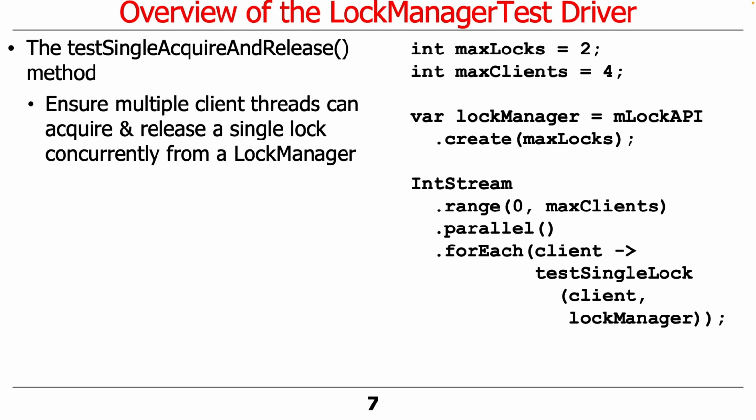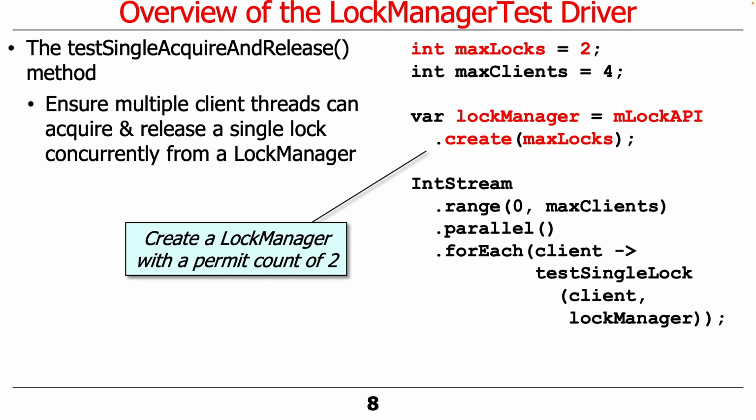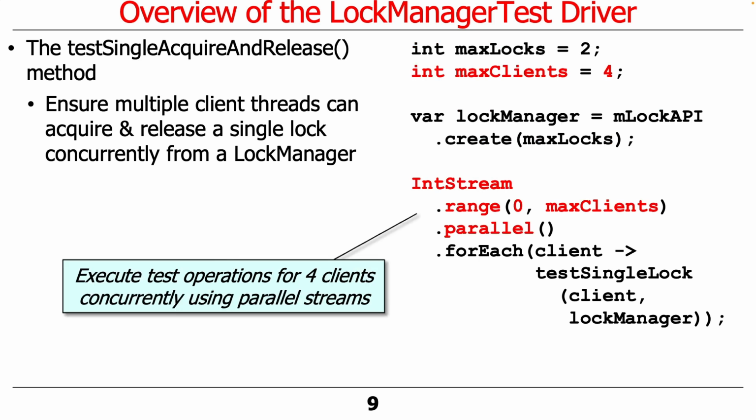So here's the test single acquire and release method, which is an annotated test method, so it runs automatically. What it does is it makes sure that multiple client threads can acquire and release a single lock concurrently from a LockManager. Here's what it looks like. We have the number of locks we want to have, which in this case is 2. And we create a LockManager, which will have a permit count of 2. This call, of course, is a proxy call, which goes over to the server and gets the result, which is the LockManager. And then we use a Java parallel stream for 4 clients.